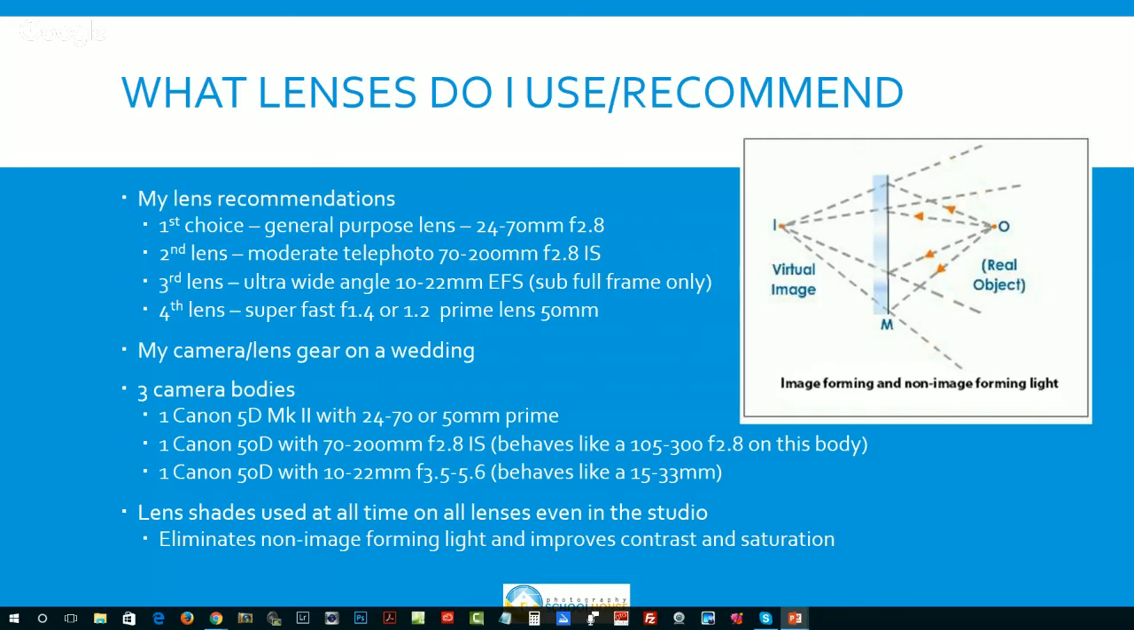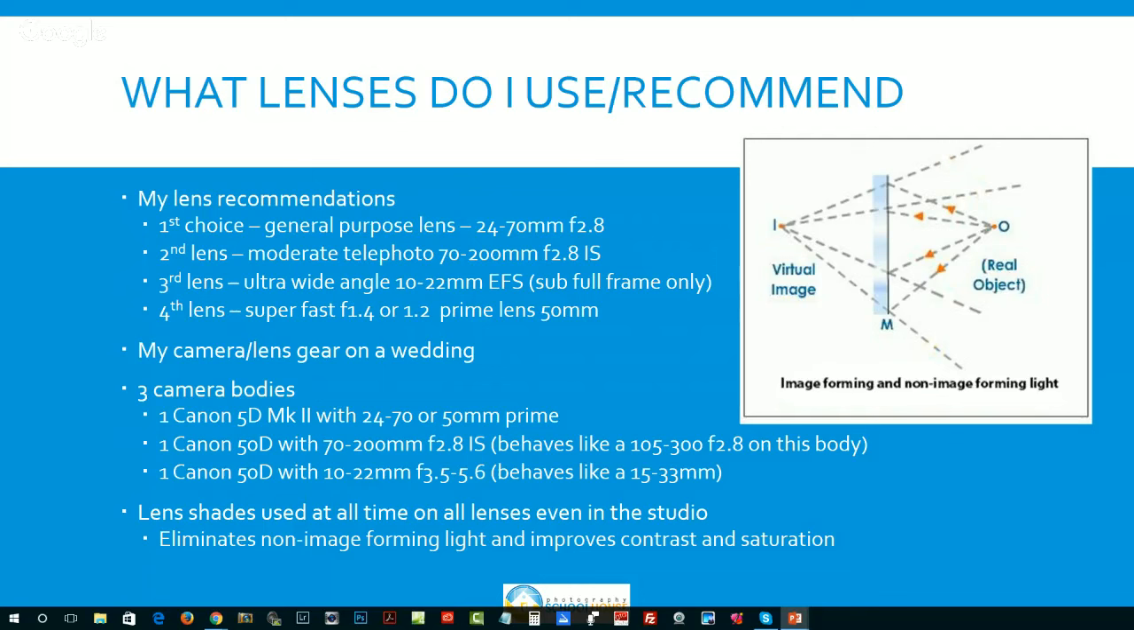I did mention that EFS Canon lens, and whatever Nikon's equivalent designation is, ultra wide angle 10 to 22 millimeter lens, and these lenses will not work on a full frame body. They are designed to work on APS-C sensors only. Then I mentioned a super fast lens, f1.4, f1.2 prime lens. Yeah, it wasn't an f1.8, sorry, it was a 1.4, 50 millimeter prime. You put that on an APS-C sensor, you have a 75 millimeter f1.4, and that's just a wonderful place to be.